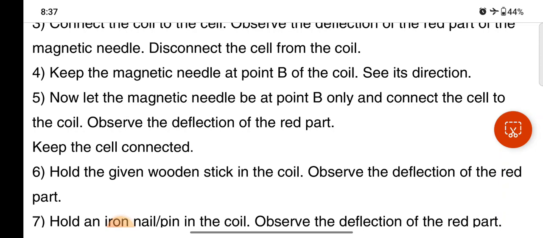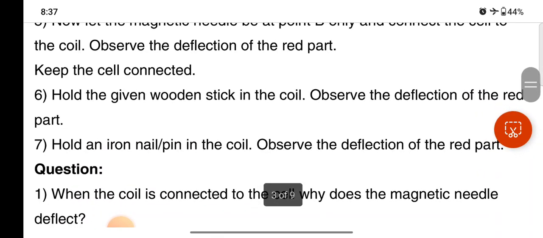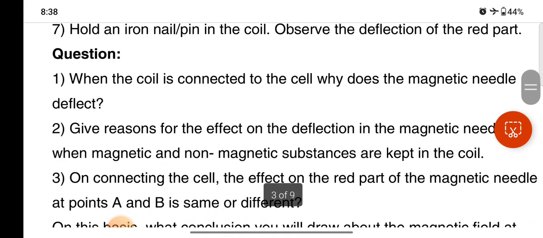Keep the cell connected. Number 6, hold the given wooden stick in the coil and observe the direction of the red part. Number 7, hold an iron nail in the coil. Observe the deflection of the red part. Now questions. First, when the coil is connected to the cell, why does the magnetic needle deflect?